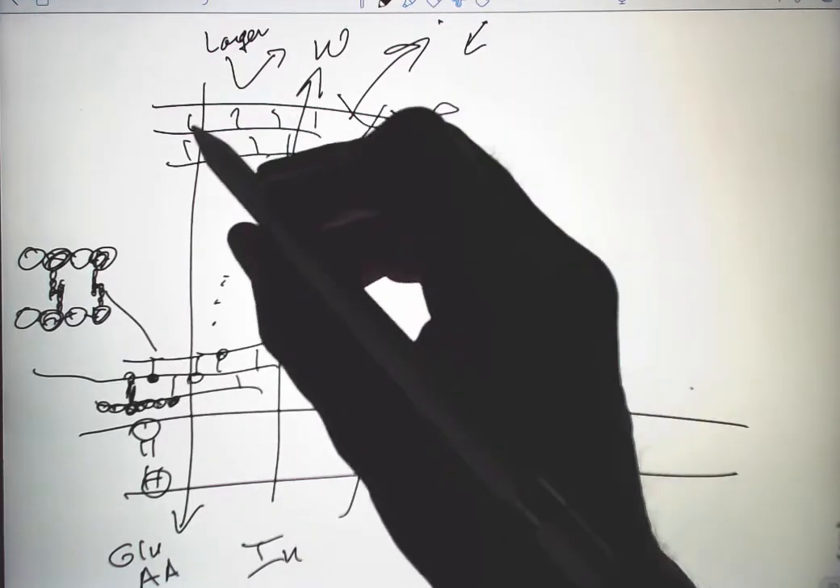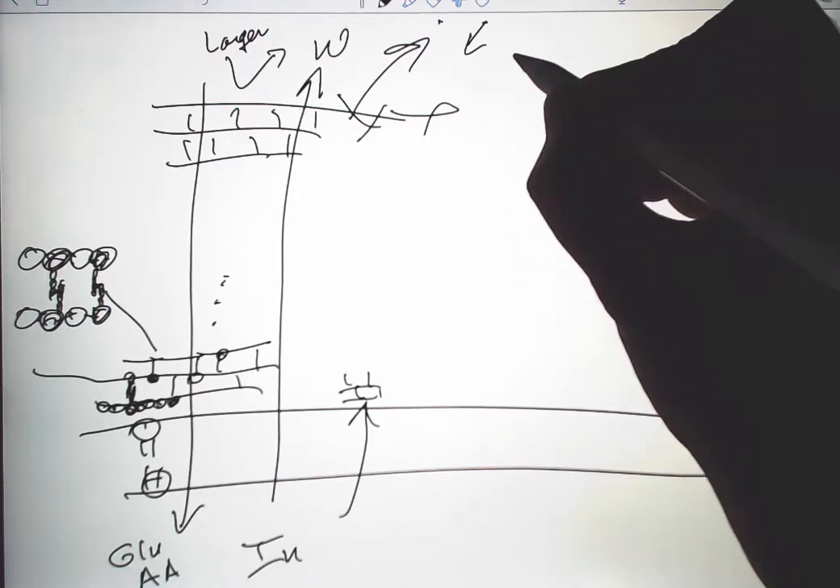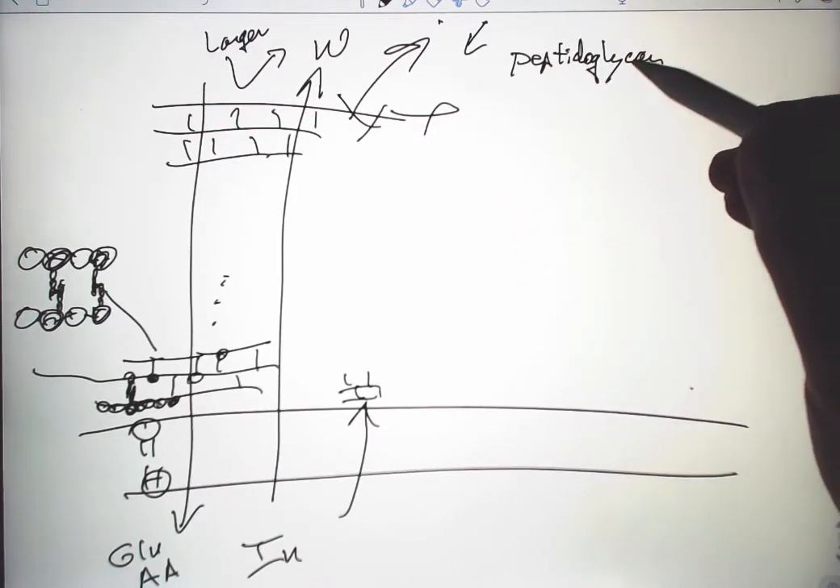Peptidoglycan is a marker for any other cell to tell that this is a bacterium. And so peptidoglycan is attacked by the immune systems of other organisms.